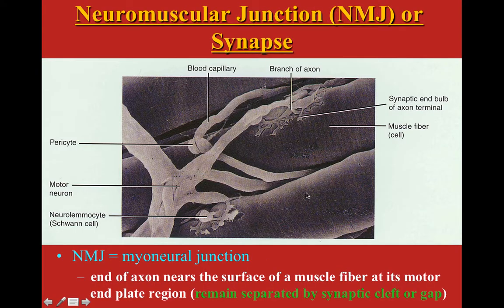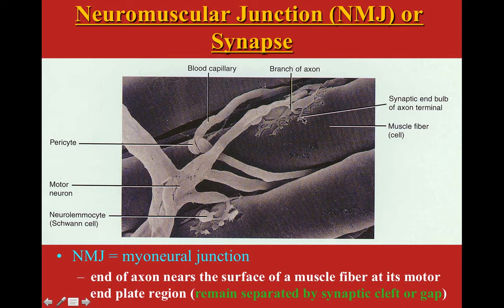Your neuromuscular junction, we've already talked about this. This is the connection between the axon of the nerve cell, the motor neuron, and the muscle fibers. This is a nice little micrograph of this, looking at it from an electron microscope. Here, this is a blood capillary. This is a motor neuron right here. This is a branch of the axon. Remember, those axons branch off into each of those muscle fibers.